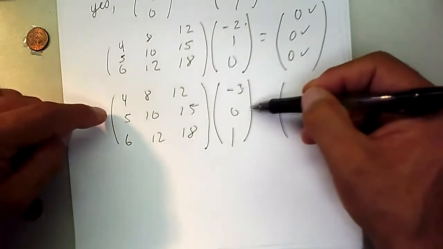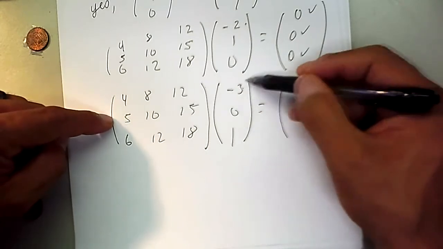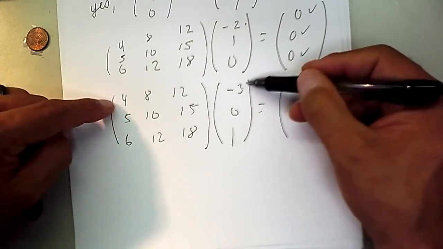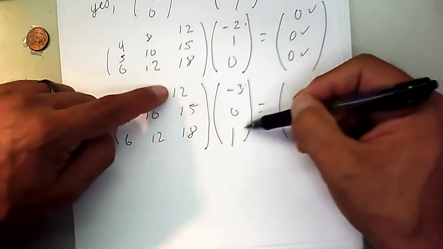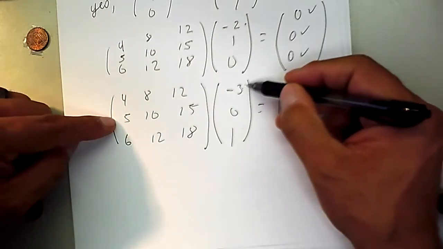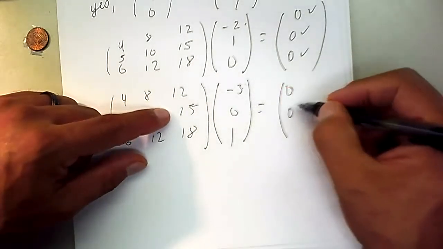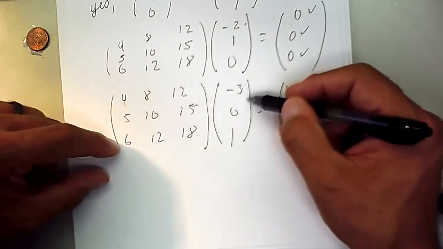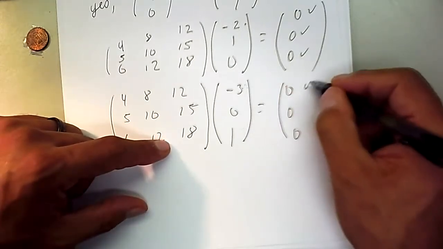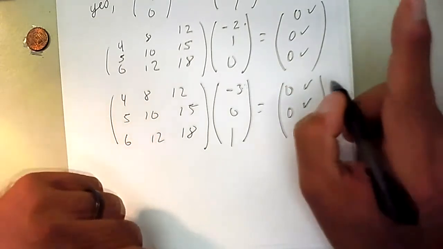Now, once you start looking back, those do make a lot of sense. Negative 12 plus 0 plus 12, 0. Negative 15 plus 0 plus 15, 0. Negative 18 plus 0 plus 18, 0. Check, check, check.